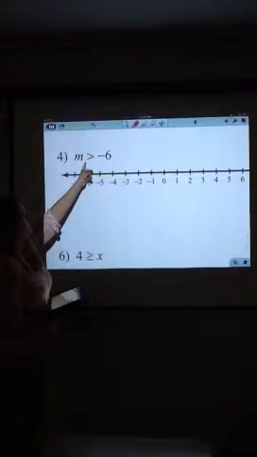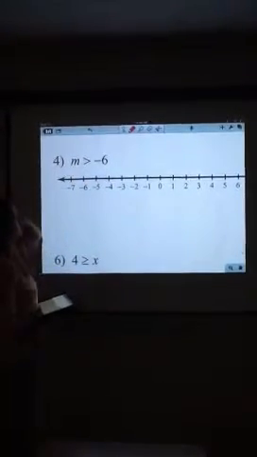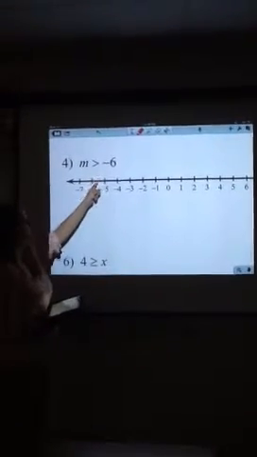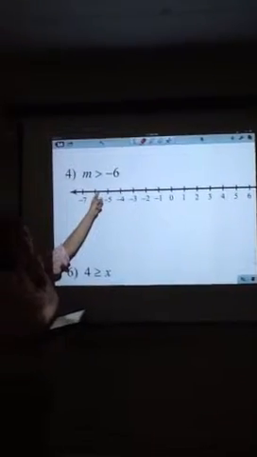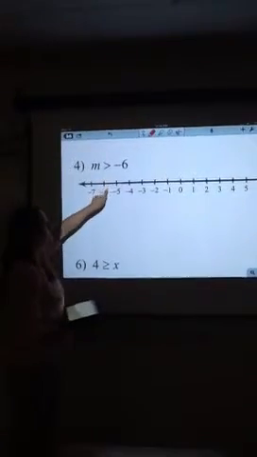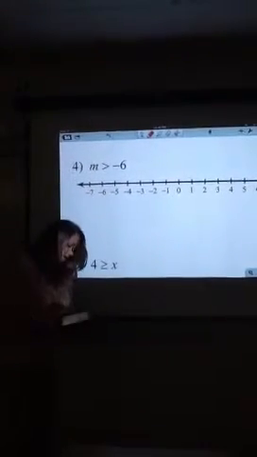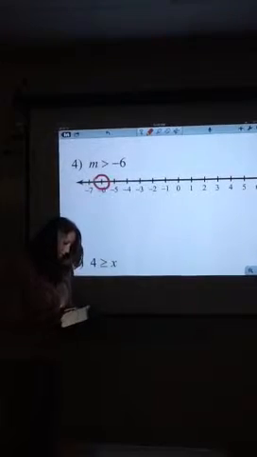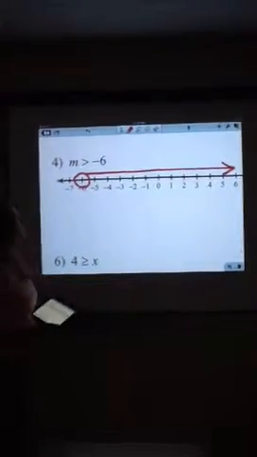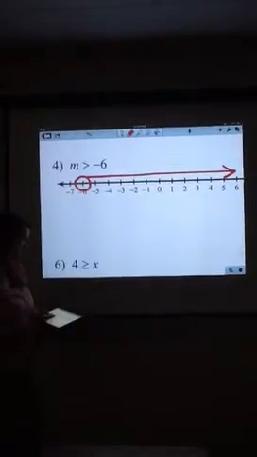Number 4. M is greater than -6. So I know I'm going to be starting at -6, and I think, am I going to do an open circle or a closed dot? Well, here I don't see the equal to sign, so I'm going to use an open circle. I go to -6, I do an open circle, and m is all numbers greater than -6.